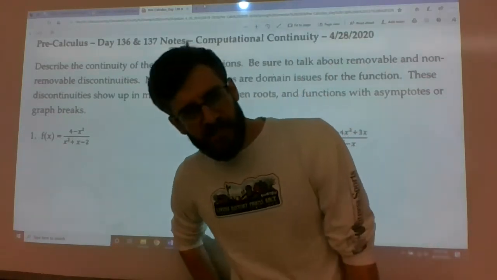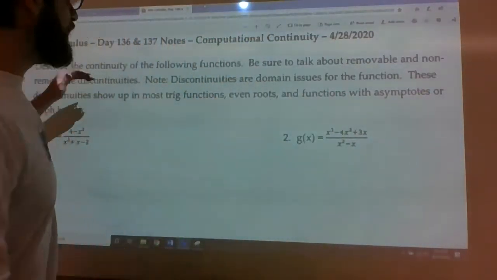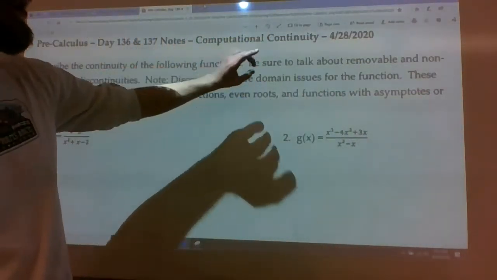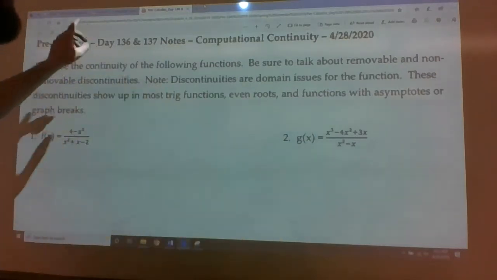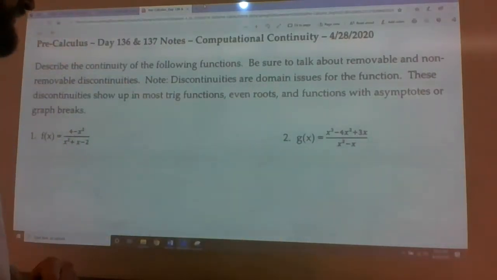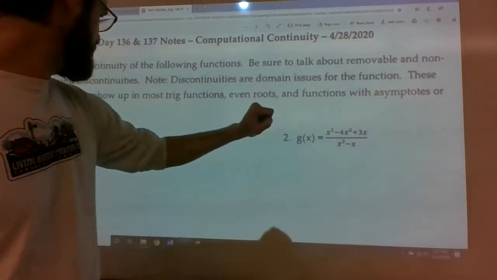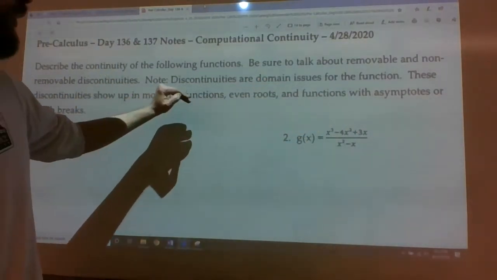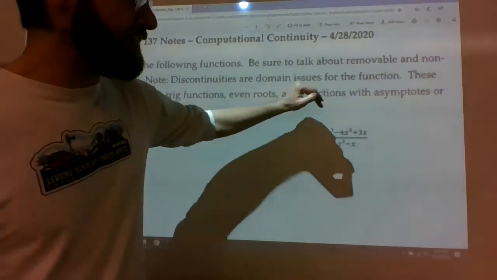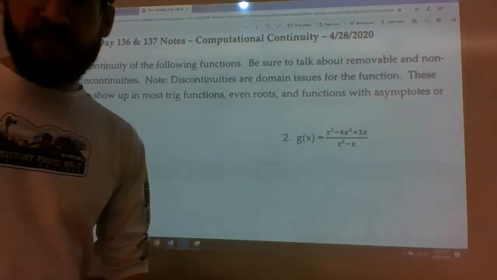So, the directions say, describe the continuity of the following functions. Be sure to talk about removable and non-removable discontinuities. Note, the discontinuities are domain issues for the function. These discontinuities show up in most trig functions, even roots, and functions with asymptotes or graph breaks.